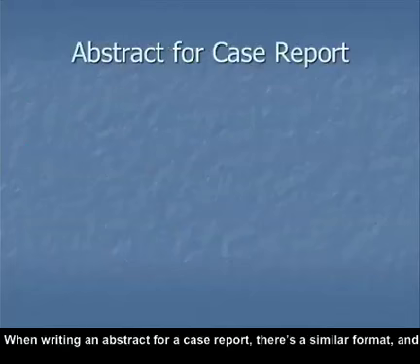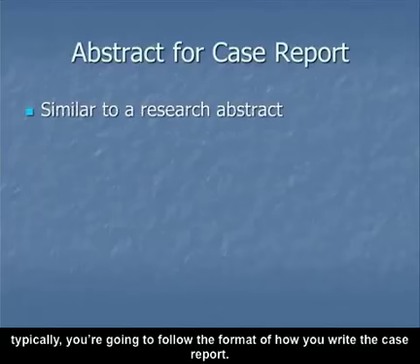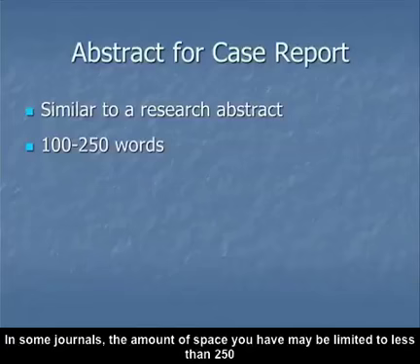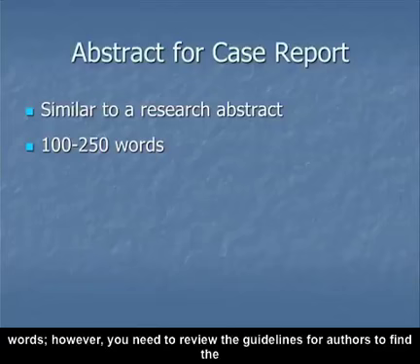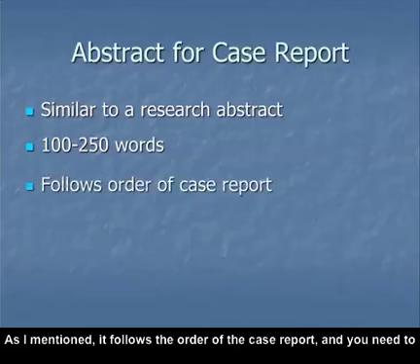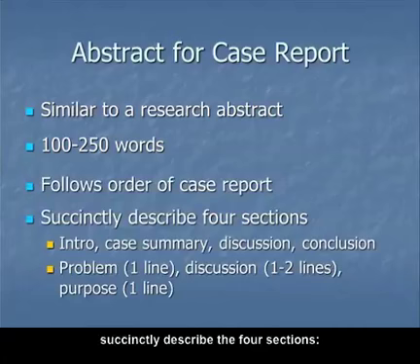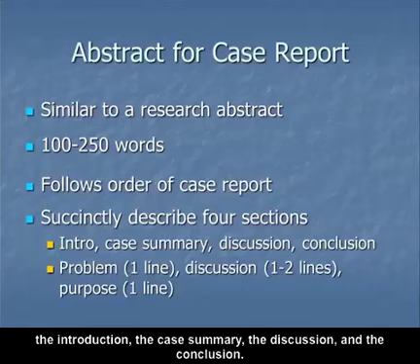When writing an abstract for a case report, there's a similar format, and typically you're going to follow the format of how you write the case report. In some journals, the amount of space you have may be limited to less than 250 words. However, you need to review the guidelines for authors to find the specific details of what the journal or the conference proceedings expect. As I mentioned, it follows the order of the case report, and you need to succinctly describe the 4 sections: the introduction, the case summary, the discussion, and the conclusion.